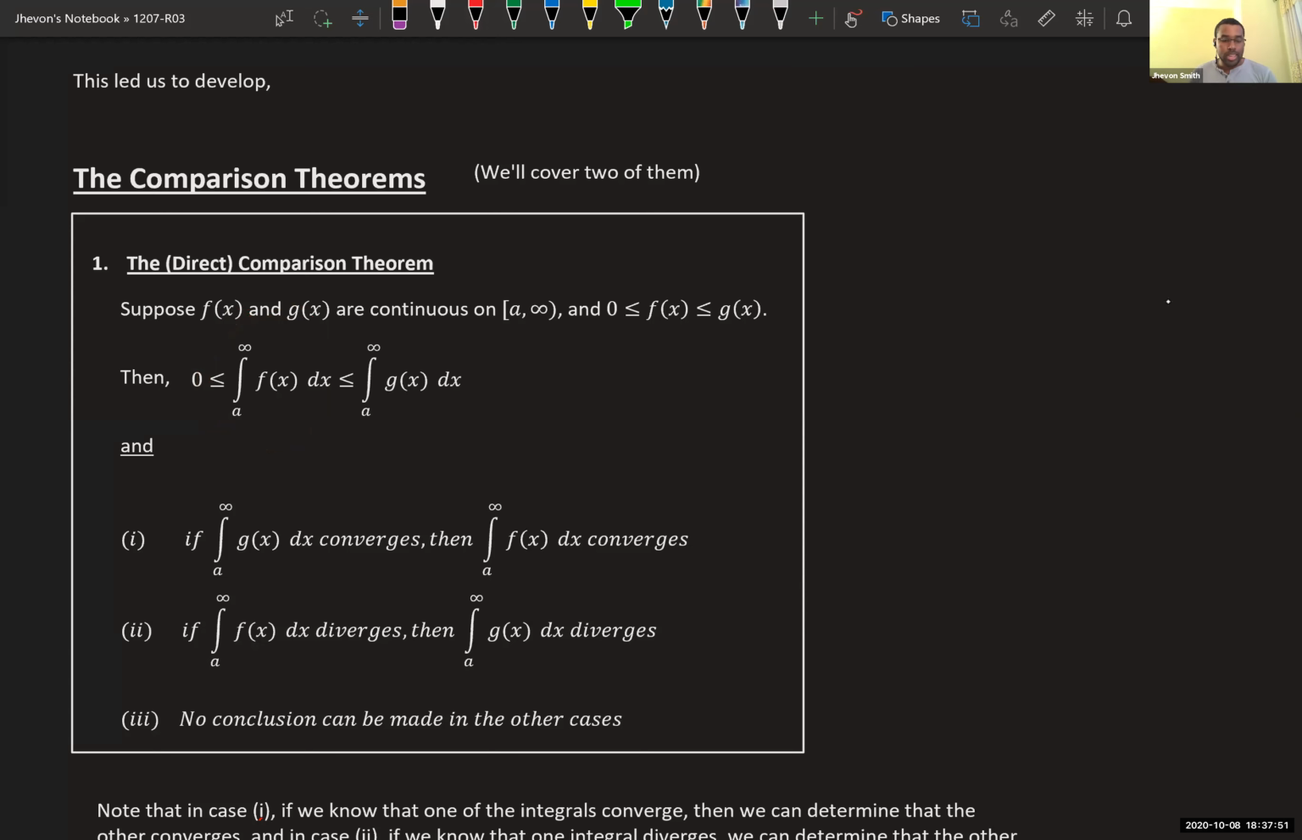It turns out, and this is important, I'll underline this in red and probably keep it underlined: no conclusion can be made in the other cases. That's very important for you to know.